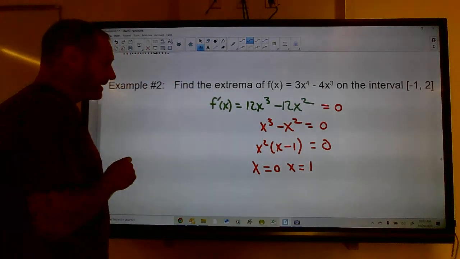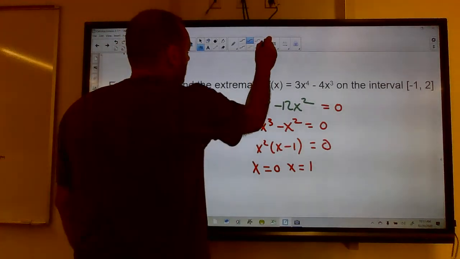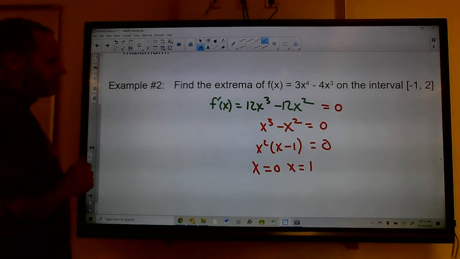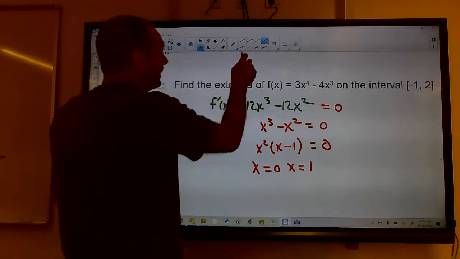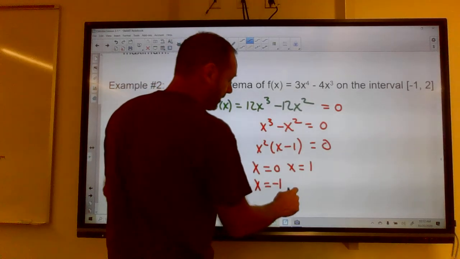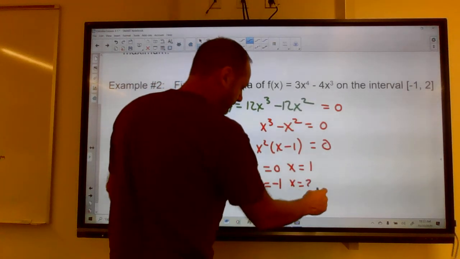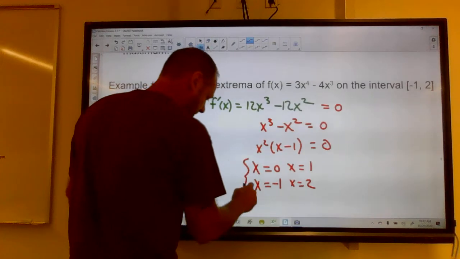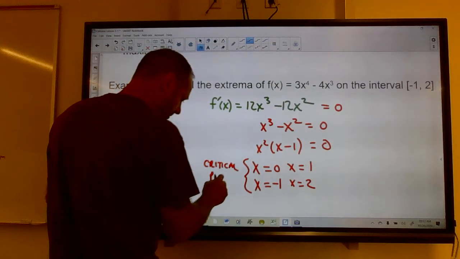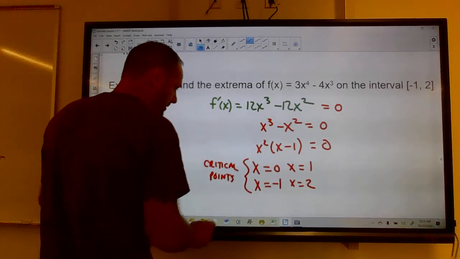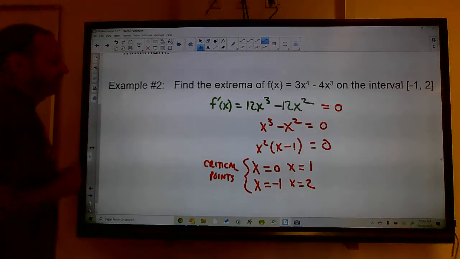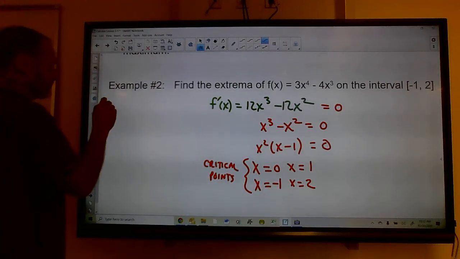Excuse me, -1 and 2. You need to check all those. So we're going to have critical points also at x equals -1 and x equals 2. This is all my critical points right here. Now what we're going to do is go back and plug those into f of x and find out which one's the biggest one and which one's the smallest one.